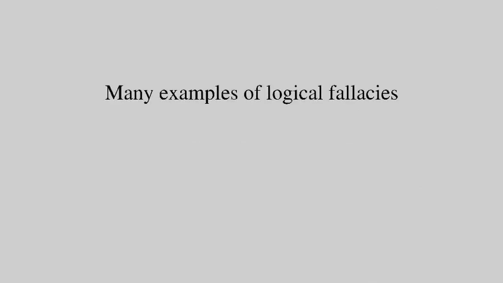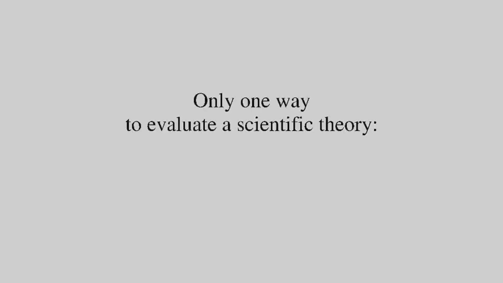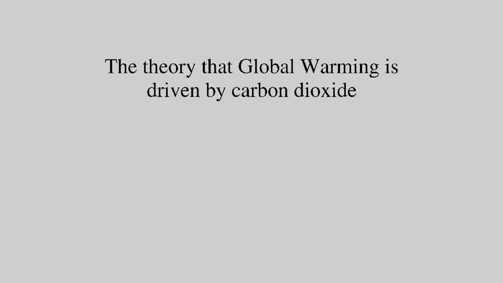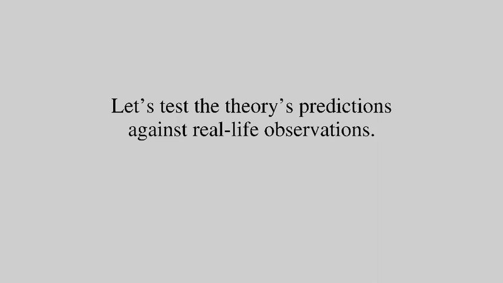Up to this point, we've seen many examples of logical and procedural fallacies associated with global warming theory. However, that doesn't prove that the theory is wrong. You may recall, way back in our first video, that there is only one way to evaluate a scientific theory. That one way is to test it. Fortunately, the theory that global warming is driven by carbon dioxide is a scientifically valid theory. What makes it valid is that it is testable. So let's look at a couple of the theory's predictions and test them against real-life observations.